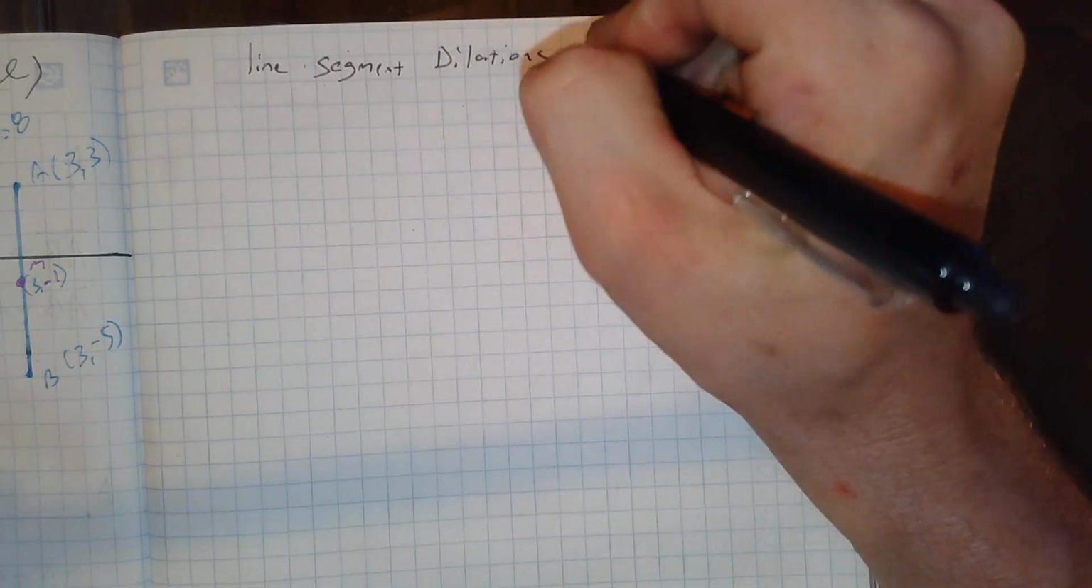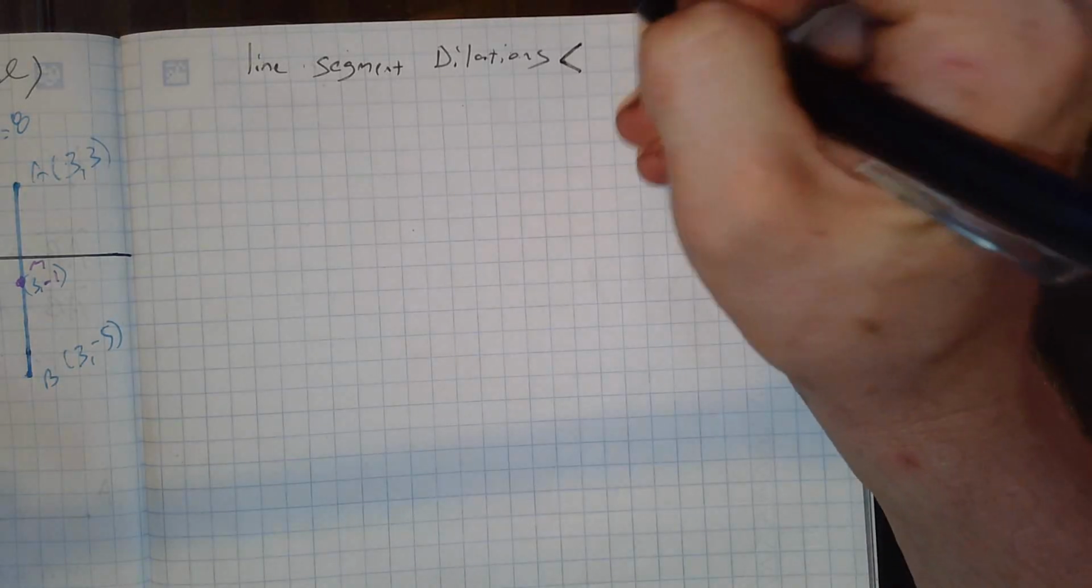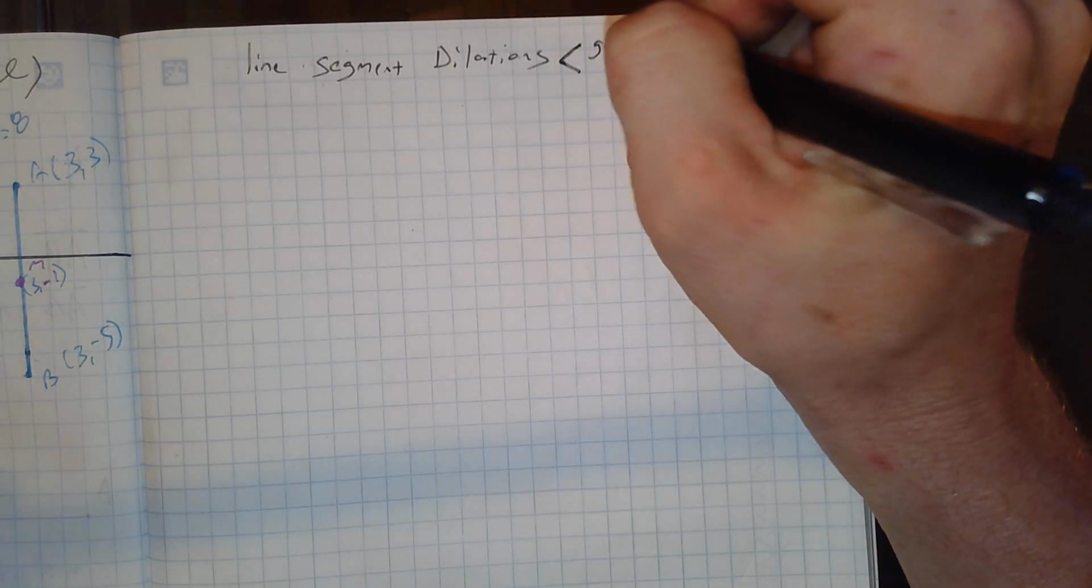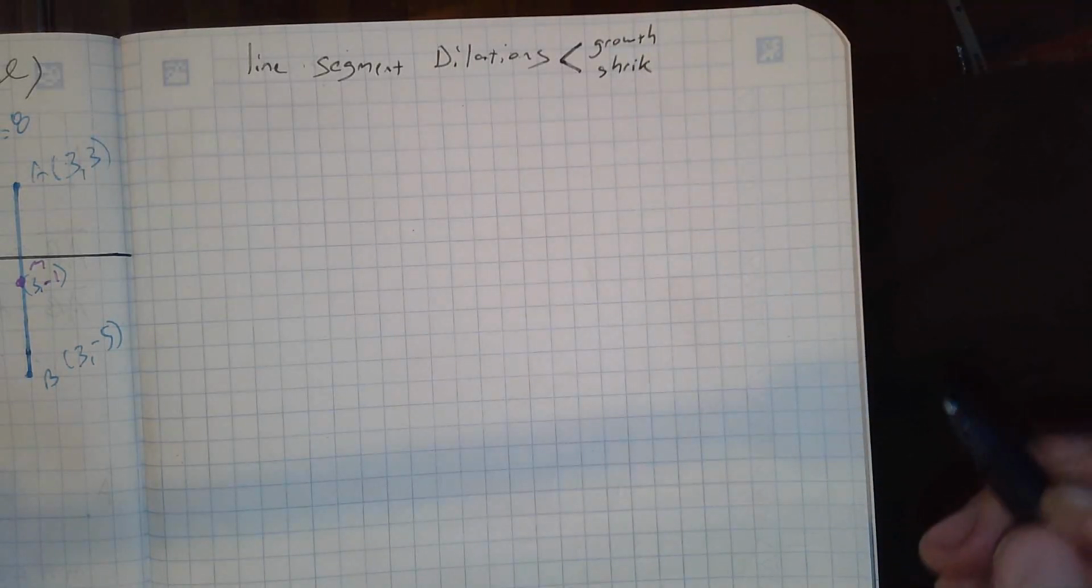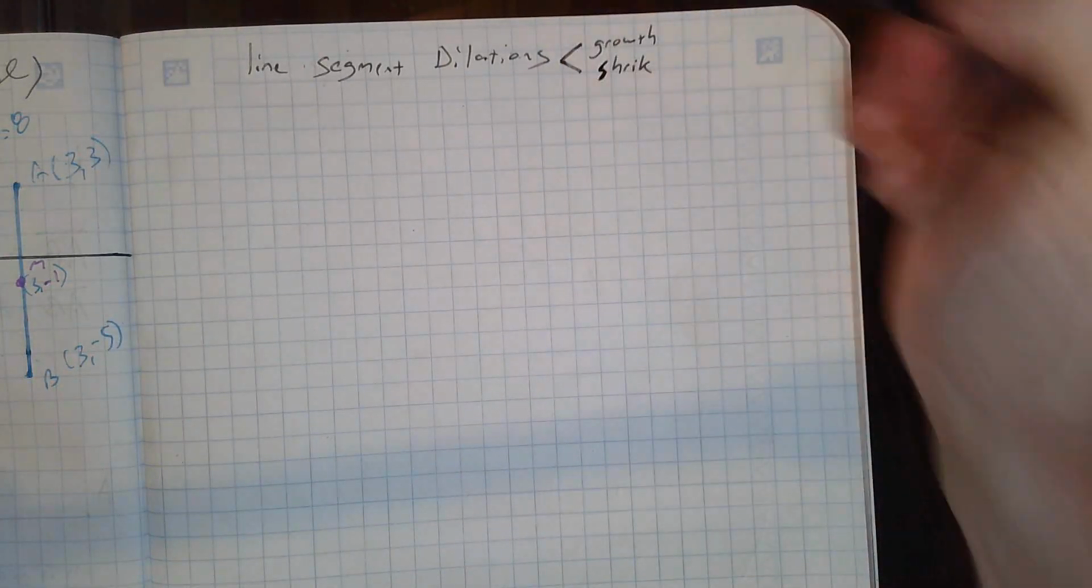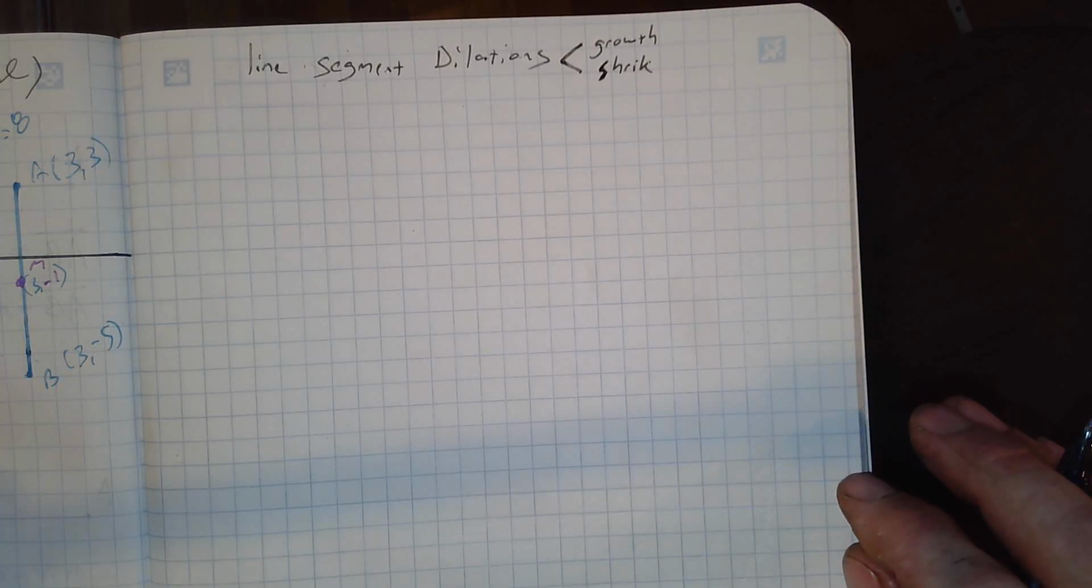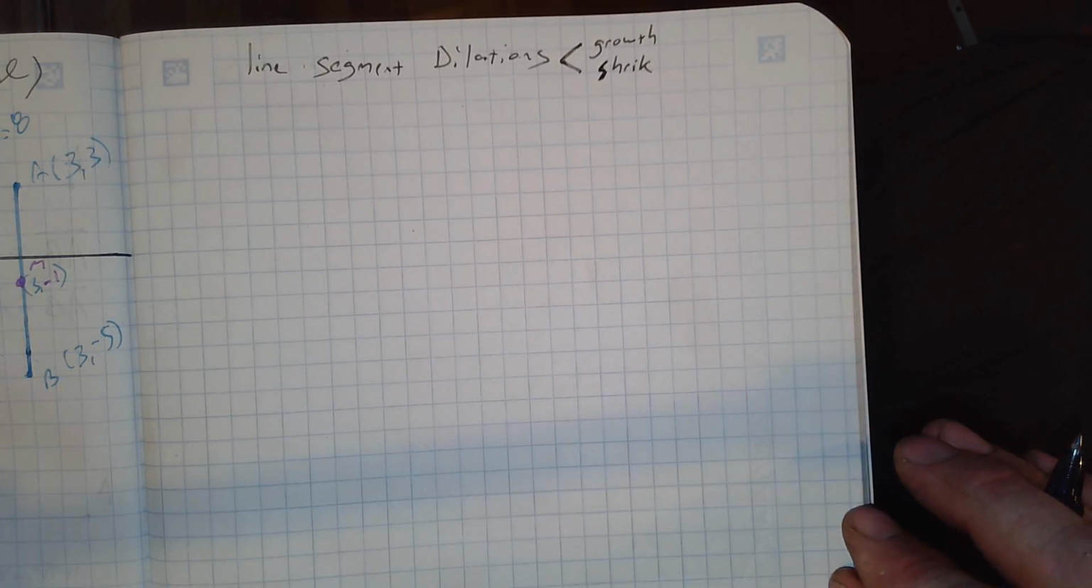All right, so I'm going to talk about line segment dilations. And what is a dilation? Well, a dilation is a growth or a shrink. We can go into talking about scale factors and stuff like that a little later, but I don't want to right now. Right now, we're just going to talk about growing and shrinking a line segment.